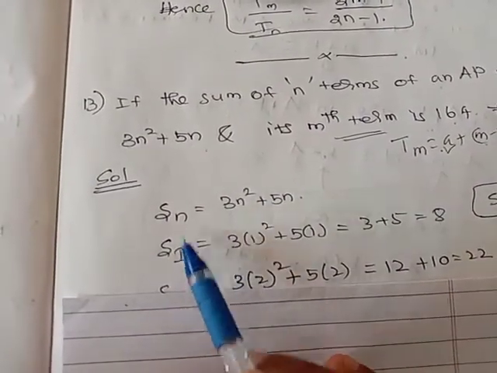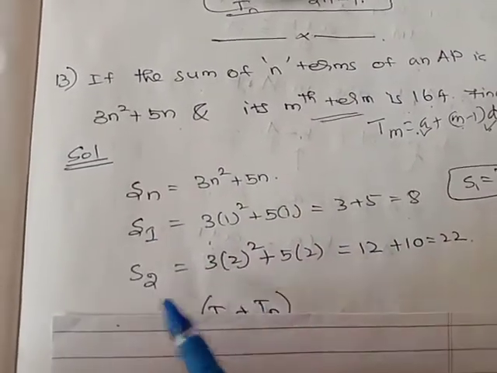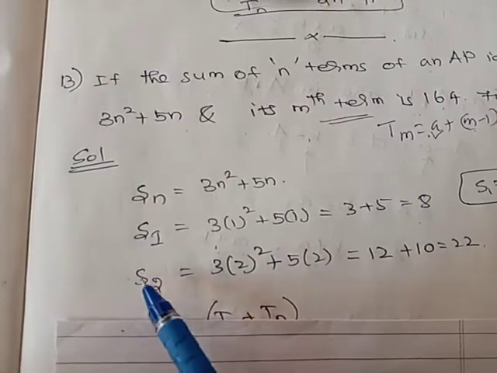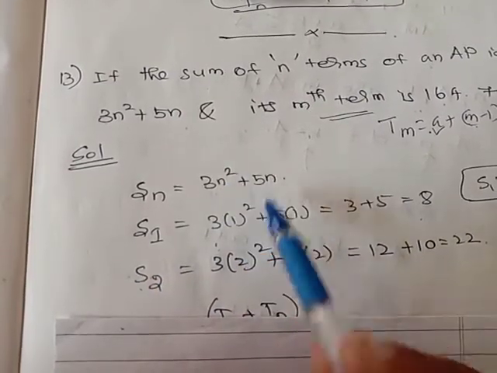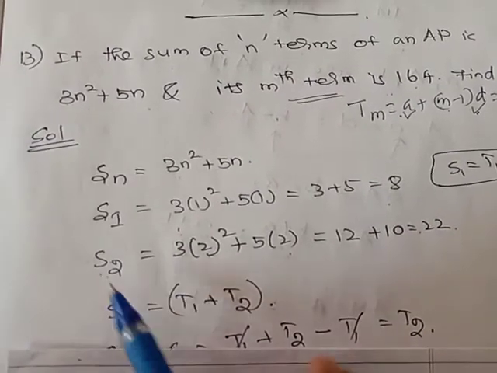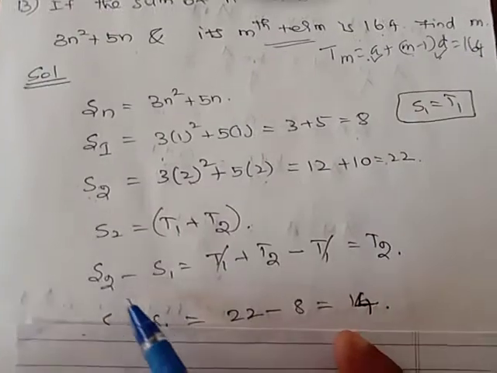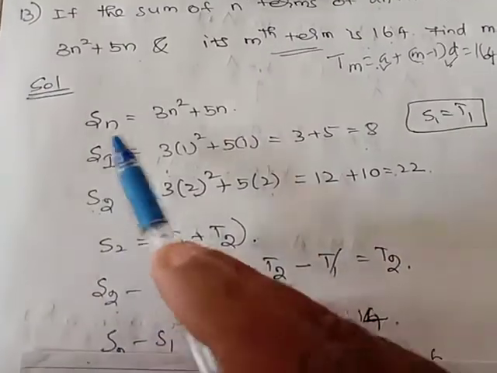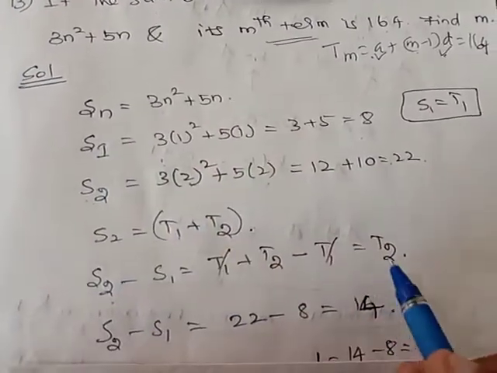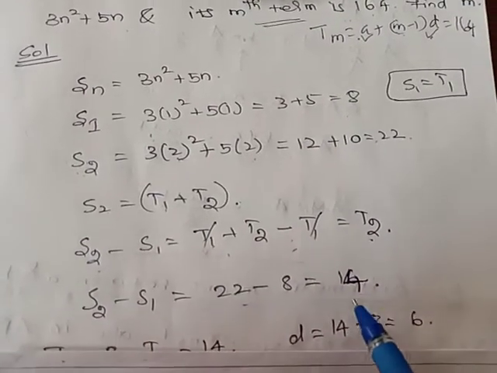When we substitute n value as 1 in this expression, we get the value of 8. And then we are calculating the sum of two terms. Hence, in place of n, we will substitute 2. So we get this value. We know that the sum of two terms means the first term plus the second term. And if we subtract this S1 from S2, we will get T2. Based on the observation, you can find it out. We get the value of 14.